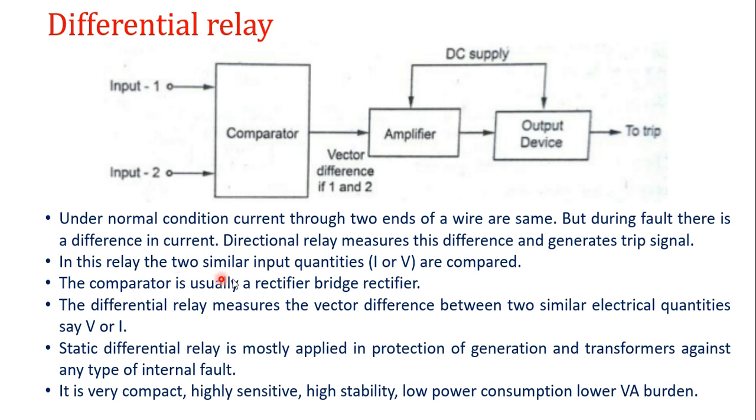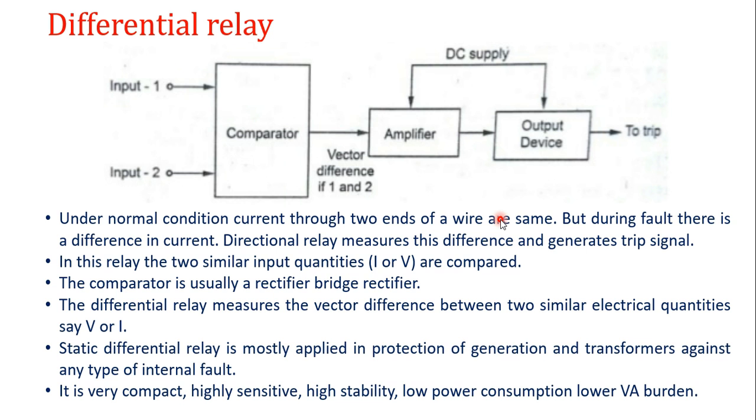In this relay, two similar input quantities are used. It can be current or voltage. Both should be current or both should be voltage. The comparator is usually a bridge type rectifier. The differential relay measures the vector difference between two similar electrical quantities. It is mainly used for protection of generators, transformers, etc. against internal faults. It is very compact, highly sensitive, highly stable, with low power consumption and lower volt ampere burden.